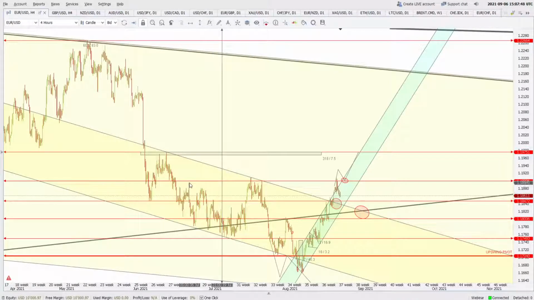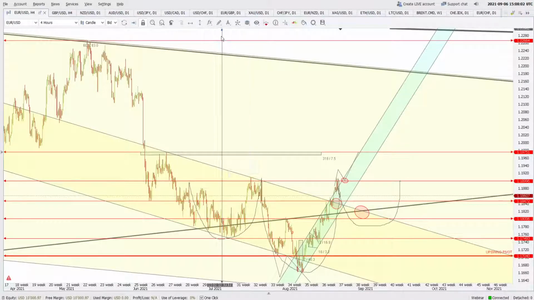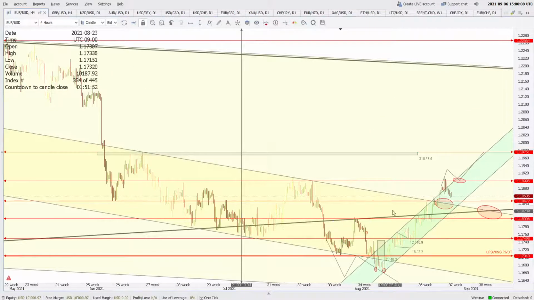I'm thinking something like this, okay, here, something of this sort to form, and then eventually this may break out. That is what I'm thinking here. All right, so I'll remove this. So right now, where to?